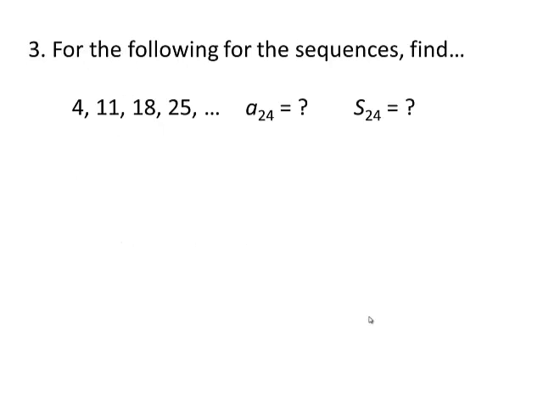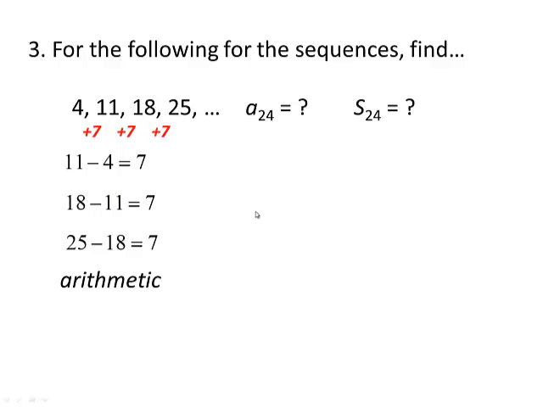Next, number 3. For the following sequences, find the 24th term and the sum of the first 24 terms. So the first thing you have to determine is what kind of sequence you have here. We have 4, 11, 18, and 25. Hopefully you are able to find that we're adding 7 each time, right? 11 minus 4 is 7, 18 minus 11 is 7, 25 minus 18 is 7. So adding 7 each time makes it arithmetic, and our common difference here is 7.